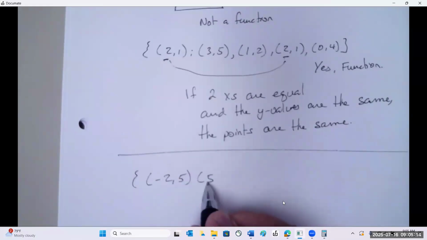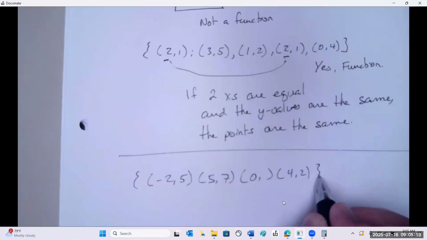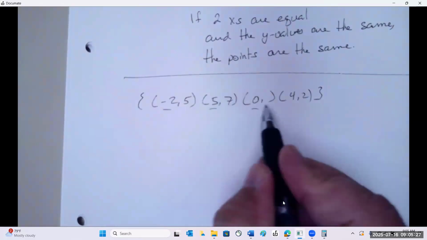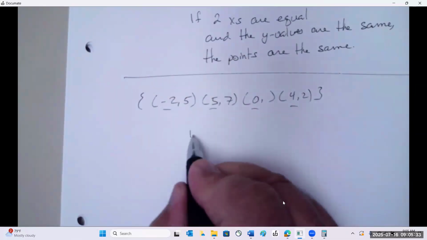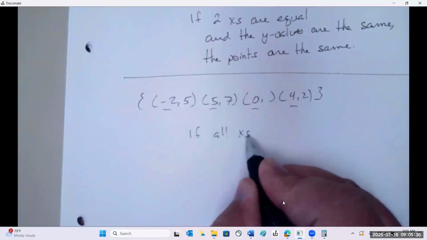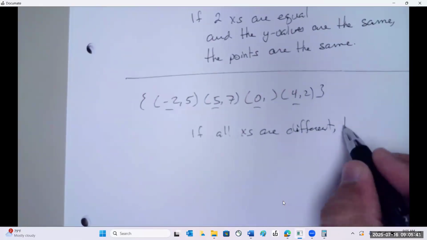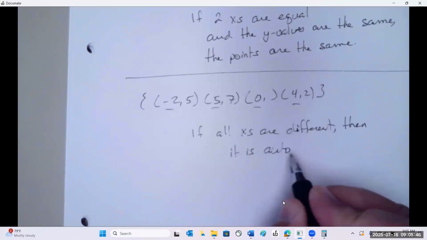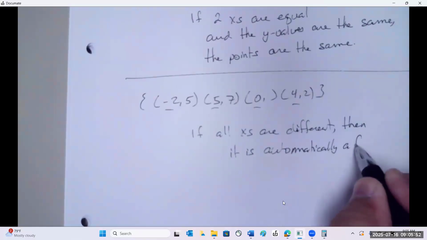-2, 5, 5, 7, 0, 1, 4, 2. Is that a function? Are all the x's different? Automatically, it's a function. If all x's are different, then it is automatically a function.